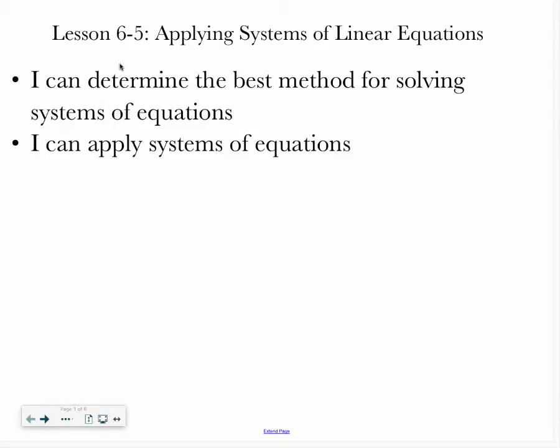Hello class, welcome to lesson 6.5, which is all about applying systems of linear equations. By the end of this lesson, you should be able to determine the best method for solving systems of equations, and you should be able to apply systems of equations.